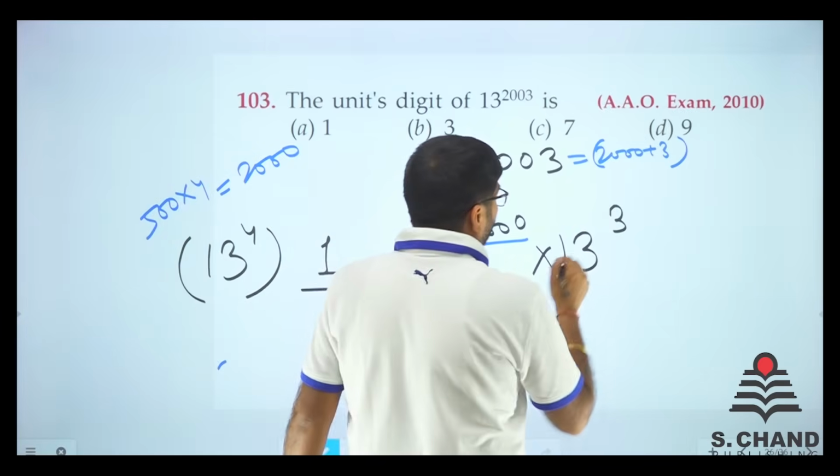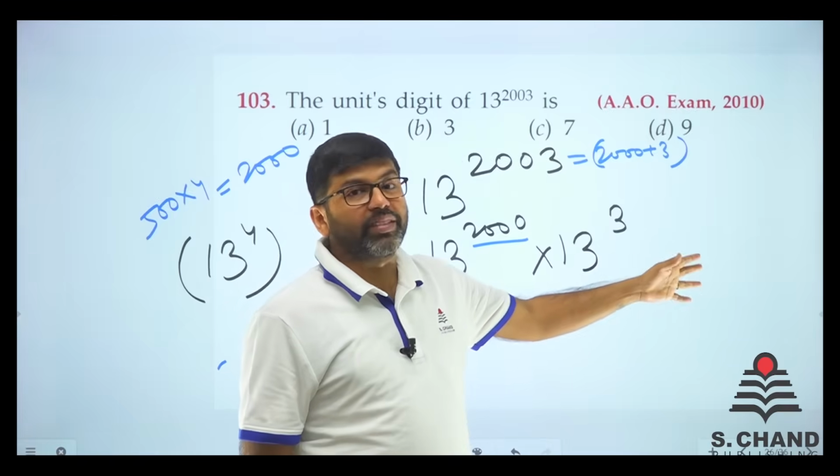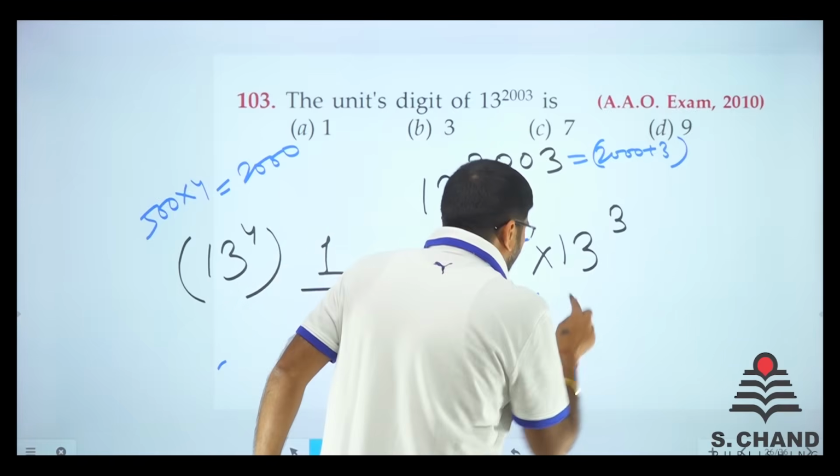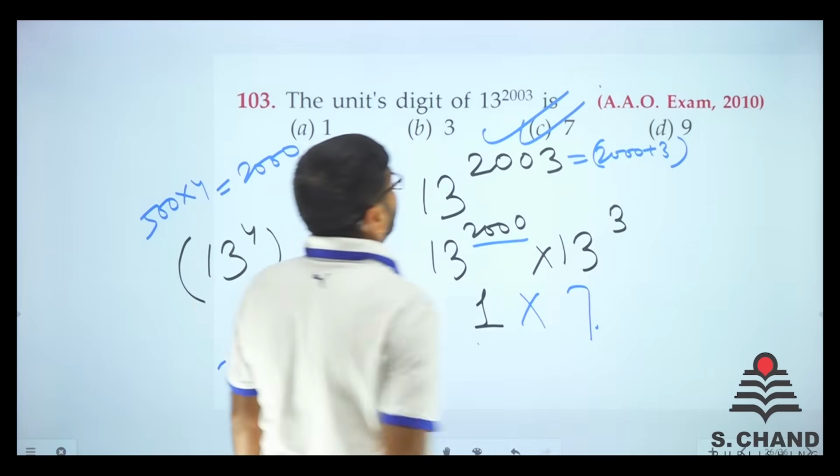Now 13 raised to power 3. So just calculate 3 into 3, 9. So 9 into 3 is 27. So we have got the unit digit as 7. So 1 multiplied by 7 is always 7. So in this way you can do it easily.